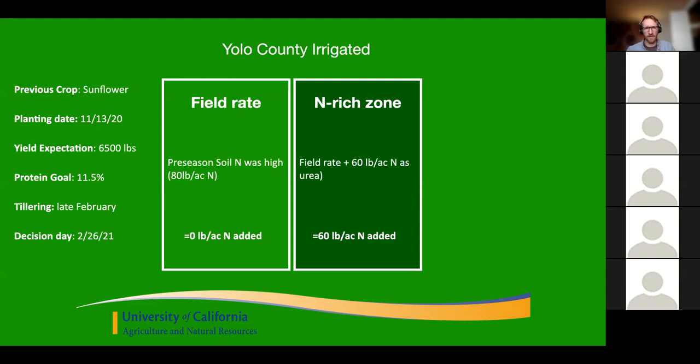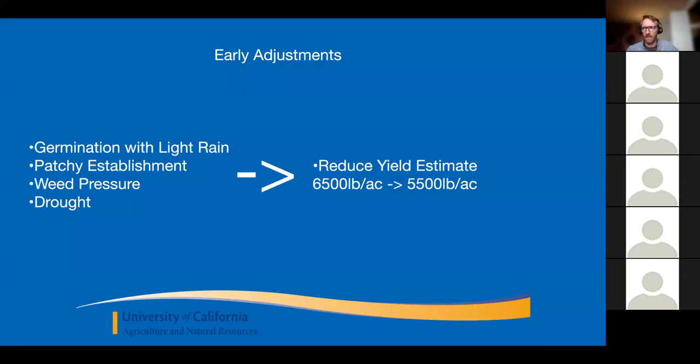Slightly higher yield expectations at 6,500 pounds, and the protein goes a little higher. But this is all happening again in late February when we're going out there and checking the canopy. There were some adjustments that reduced the yield again. This field was actually planted in November, and there was some germination, but that stuff died. And then there was additional germination that came back in December, so it was uneven, and there was some weed pressure and obviously the drought. So they reduced the yield estimate a bit.